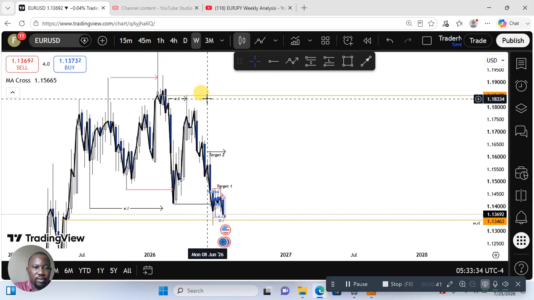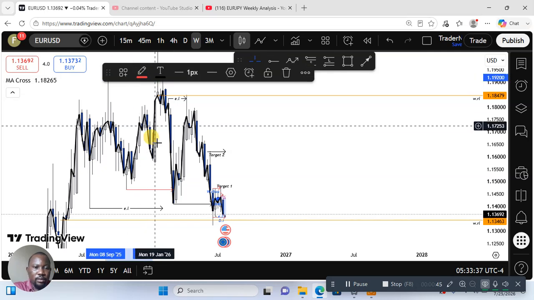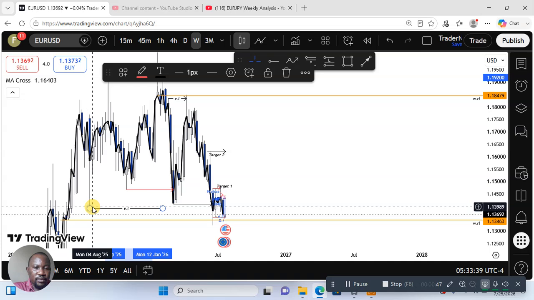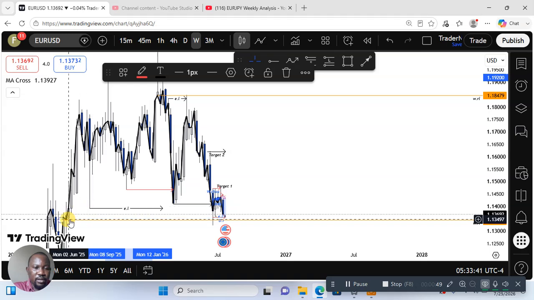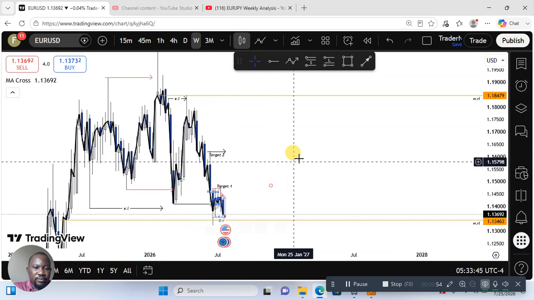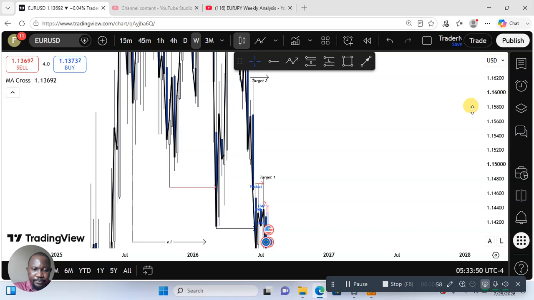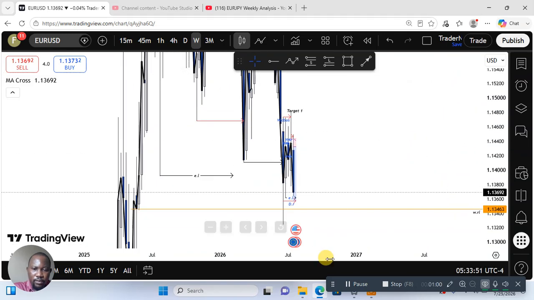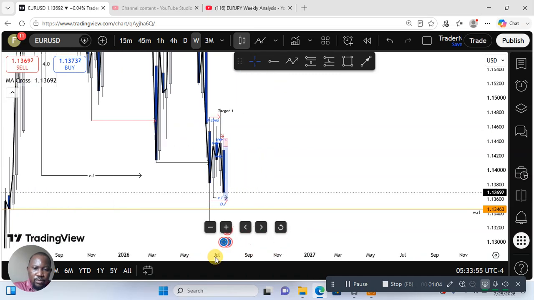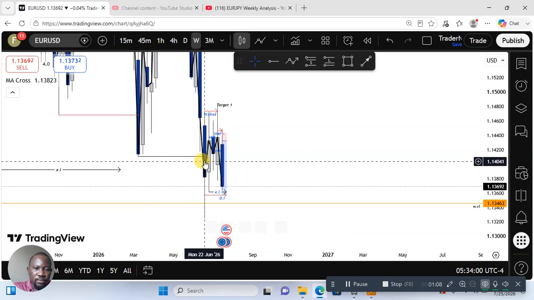But when price broke here and broke here, this is the liquidity resting below the key level, and we saw how price respected it, right? Price rejected from that point. Let's increase this for us to see what's playing out. So we see how price rejected from the key level.